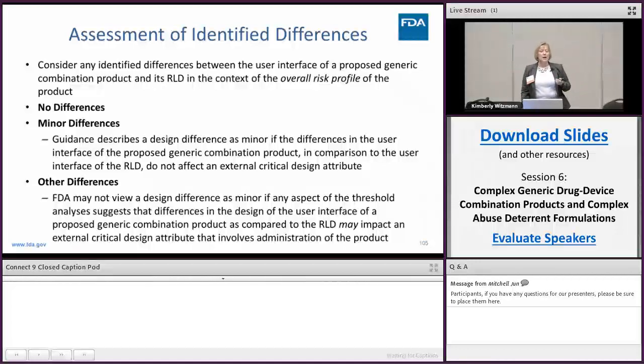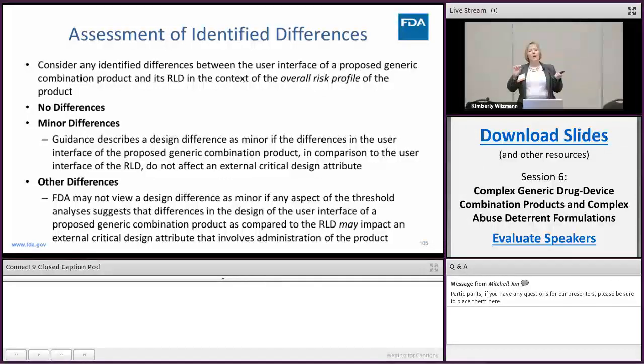A second case would be if there are minor differences in the device. And the guidance actually describes the difference as minor if the differences in the user interface for the proposed generic combination product in comparison to the RLD do not affect one of those external critical design attributes. So an example of that may be the RLD device is blue and the test product is a seafoam green. Something that may not make a big difference for the actual users to be able to use that.